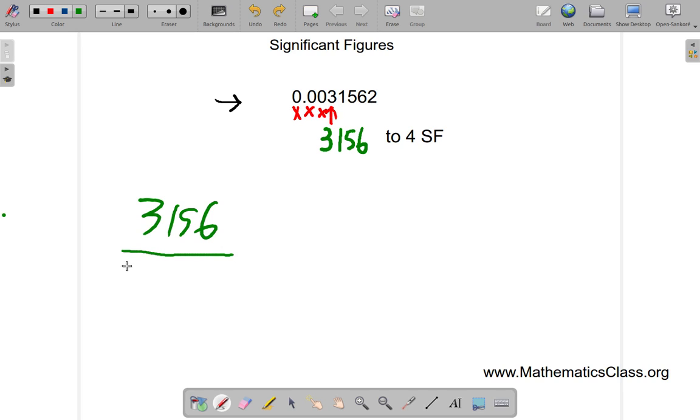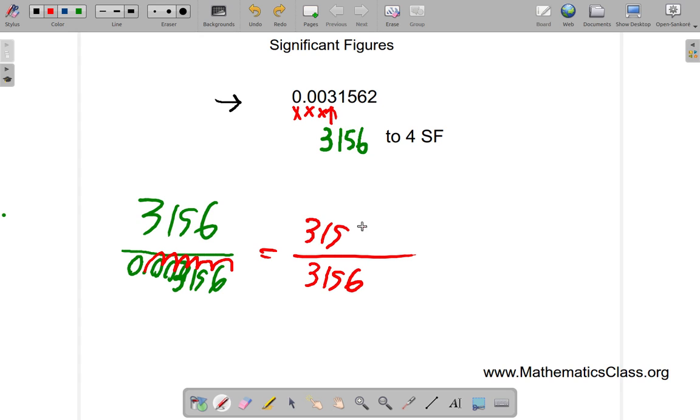How much bigger is it? Let's see. 3156 divided by 0.003156. If you multiply this by a million, 1, 2, 3, 4, 5, 6, what you would get is 3156. And up here, you must multiply by the same million, 3156 million. So guess what? This number, the 3156, is a million times bigger than the number you started out with. So what to do?